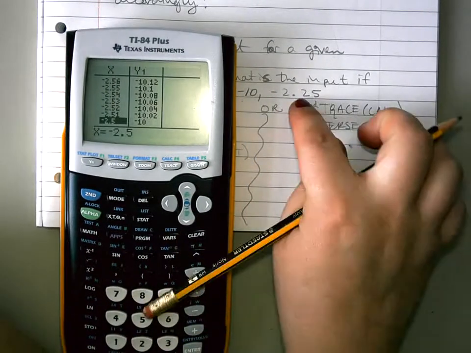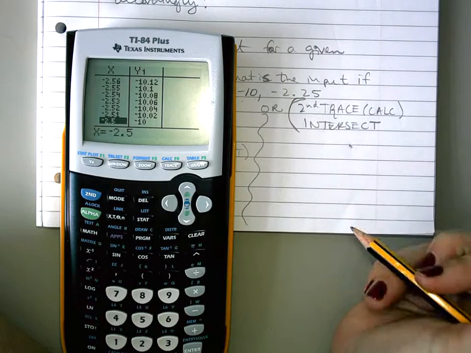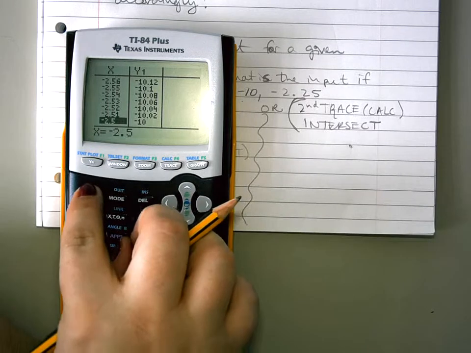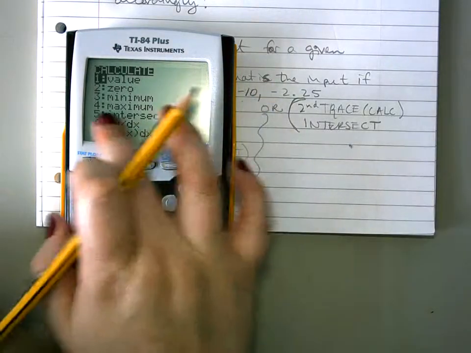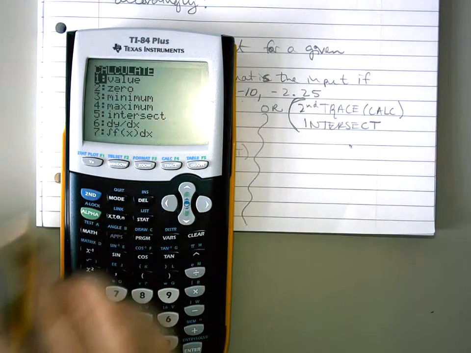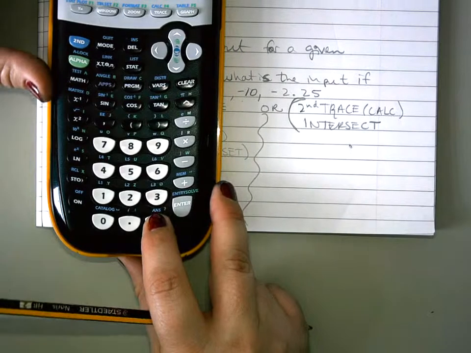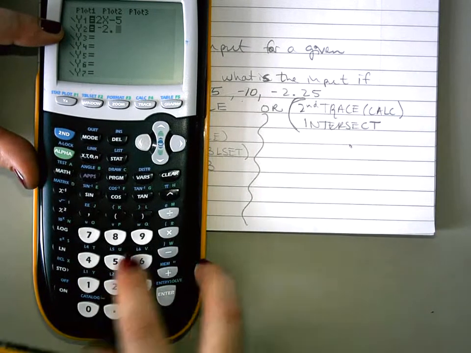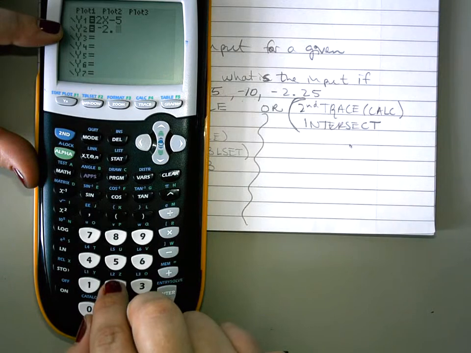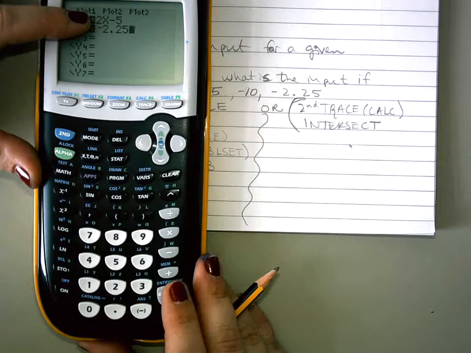For the next one, in order to find -2.25, we're going to use a different method. We're going to use the second trace calculate intersect. So we're going to do second trace like before, calculate, intersect. That's where it is, but we need something to intersect. So we're going to go back to y equals, and we're going to say that y2 is equal to -2.25. So we're just using that this line intersects with this line.